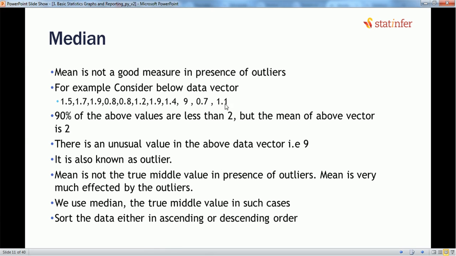Let's consider this data vector. Here are a few values, and we can see that most of the values are like 1.9, 1.8, 1.9, something like that, and there is one value, 9. So 90% of the values are less than 2, and 2 is the mean of this whole vector. If 90% of the values are less than the mean, there might be some other value which is very far away and is trying to compensate to get the mean as 2. In this kind of scenario, we would consider the median, which would be a very good help to find if there is any outlier.